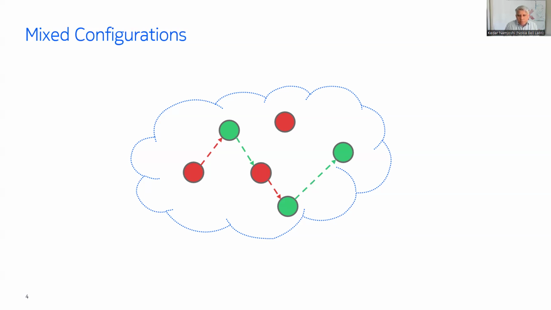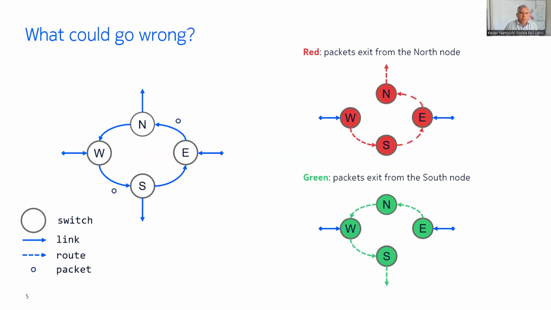You will see concretely why this is a problem with this very simple network example. We just have 4 nodes connected in a cycle. I'm going to call them north, south, east, and west.